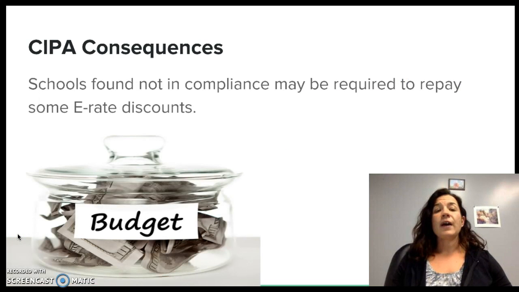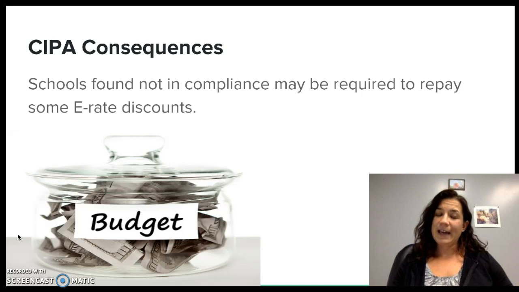The consequence for schools found in violation of CIPA is that if they are found not in compliance, they may be required to repay some of the E-rate discounts that they have received in the past. And anyone looking at a school budget right now knows that there's no way they'd want to have to repay anything and keep their budget intact.